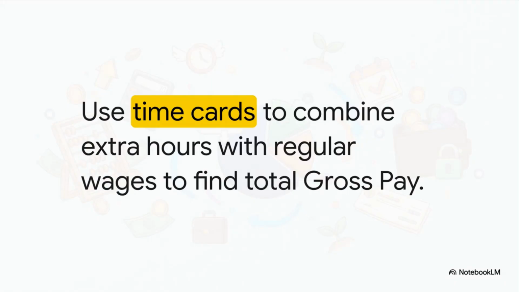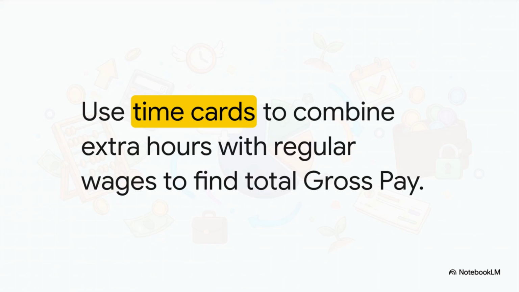But to actually pay for those extra hours, you first have to capture them accurately, right? You've got to analyze your source documents, things like physical time cards, time books, or electronic clock-in records. You'll separate those overtime hours from the regular working hours, calculate the specific earnings for the extra time, and then combine them right back with the regular hourly wages. That combined total gives you your gross pay.